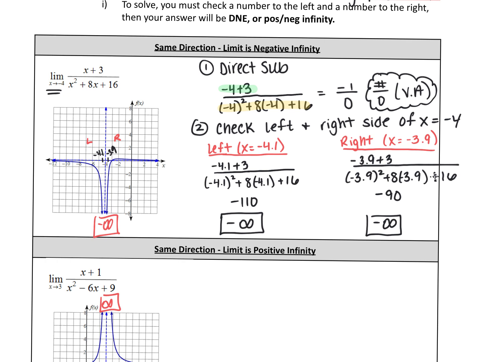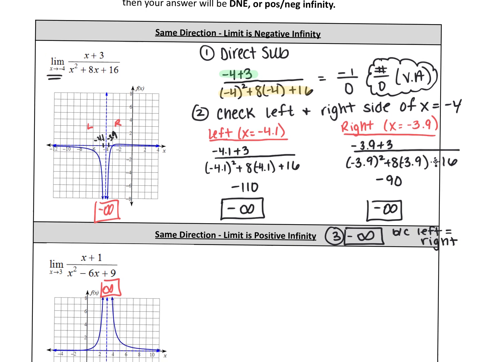So since they're equal, we know that step 3, I kind of ran out of room here, I'm going to put it here. Step 3, the answer is that the graph is going to negative infinity because the left side equals the right side.